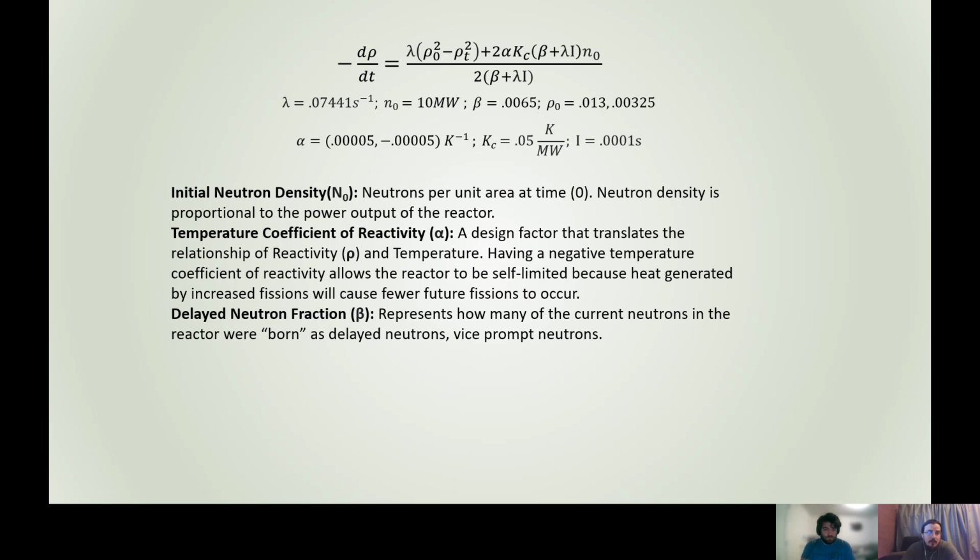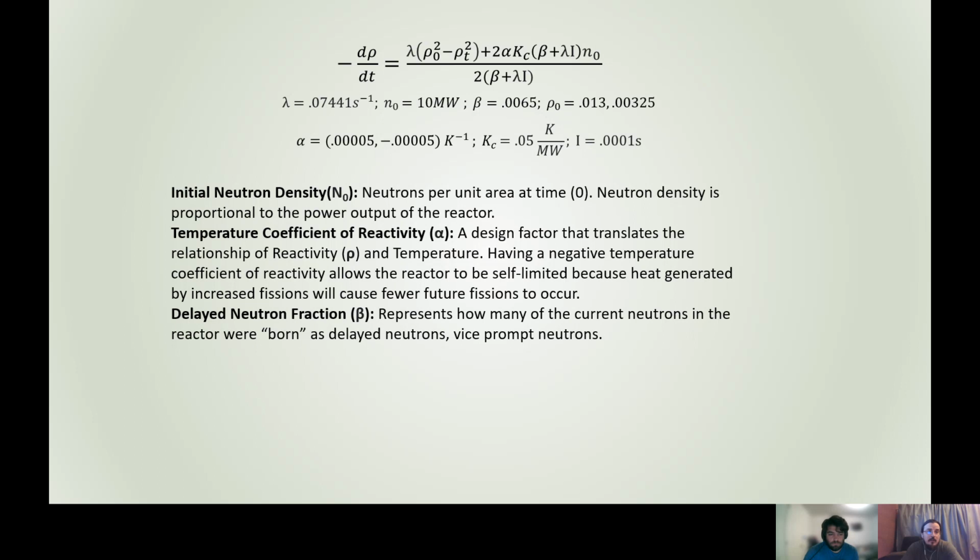Temperature coefficient of reactivity. This is the big item that we talked about before. We're going to talk about how this changes the equation, or how it changes the output of the equation. This is a design factor that translates the relationship of reactivity and temperature. Having a negative temperature coefficient of reactivity allows the reactor to be self-limited, because heat generated by increased fissions will cause fewer future fissions to occur. So this is something that doesn't run away. If we had a positive value here, we would see a runaway of fissions, because each fission would in turn cause more heat, which would in turn cause more fissions, and that's a very dangerous situation.